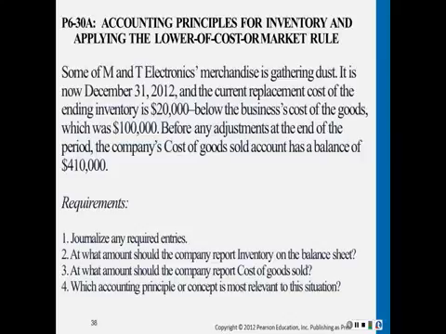At what amount should the company report inventory on the balance sheet? At what amount should the company report cost of goods sold? And which accounting principle or concept is most relevant in this situation?